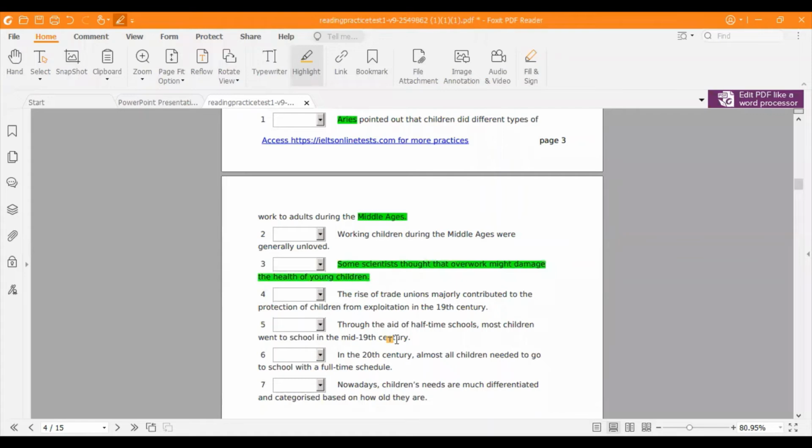Some scientists thought that overwork might damage the health of young children. Okay, so this is number 3. First of all, you need to know that overwork means you work more than the normal amount. Might damage means might hurt or affect the health of young children. So you need to paraphrase the question, because I'm not going to give you the same words. Maybe 1 or 2 words will be the same, but mostly they are synonyms. مترادفات.